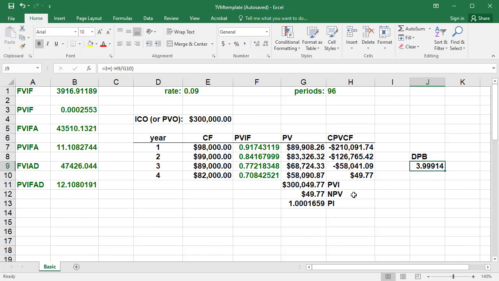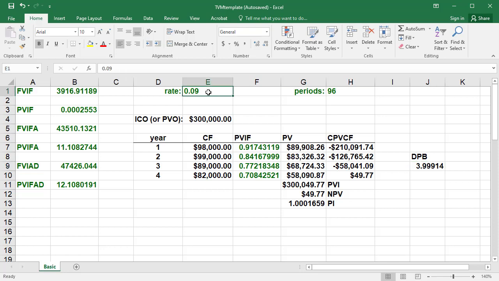So far, I've calculated the net present value, profitability index, and discounted payback. I can also use this setup to calculate the internal rate of return. The internal rate of return is the rate that would give me a zero net present value. I want the net present value to go down to zero. And the way you make a present value go down is by increasing the rate. Question is, by how much?